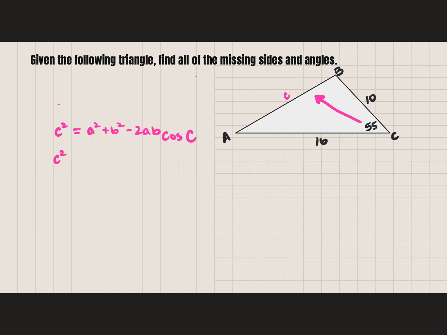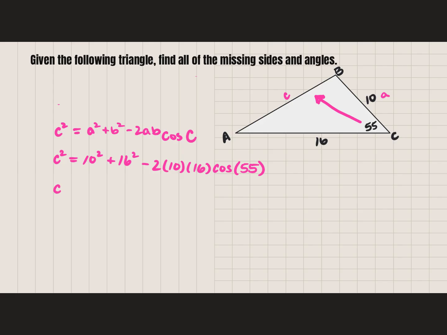So C squared equals A squared. Well, that's the side across from angle A, so that would be 10 in this case, so 10 squared. Plus B squared. Well, that's the side across from angle B, in this case 16 squared. Minus 2, again times 10 and times 16. Cosine, I have my angle is 55.